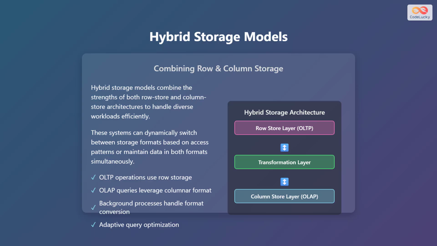Hybrid storage models combine the strengths of both row store and column store architectures to handle diverse workloads efficiently. These systems can dynamically switch between storage formats based on access patterns or maintain data in both formats simultaneously. Online transaction processing operations use row storage, while online analytical processing queries leverage columnar format. Background processes handle format conversion and adaptive query optimization. The hybrid storage architecture diagram illustrates how data flows between the row store layer, transformation layer, and column store layer.